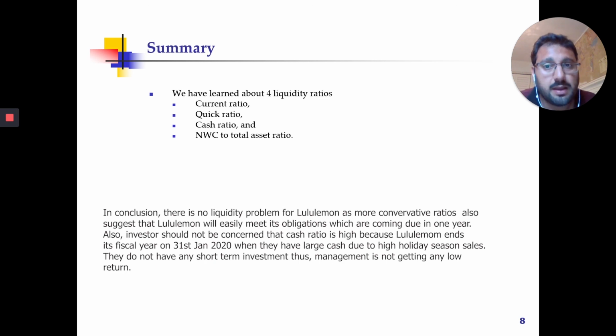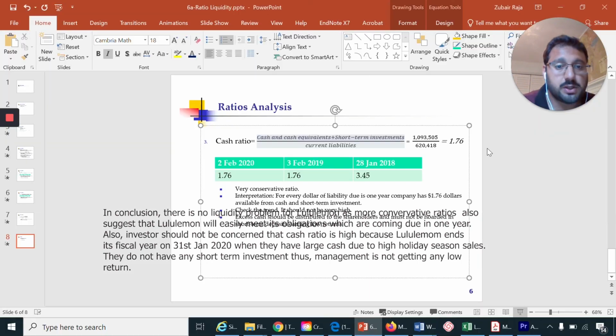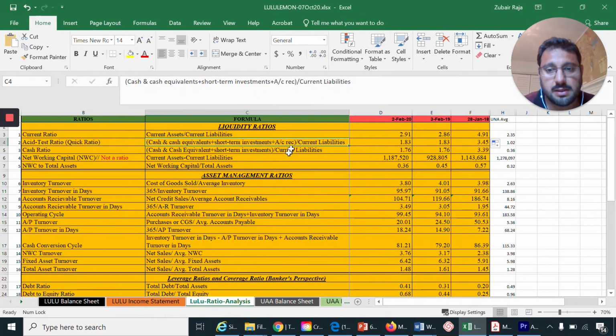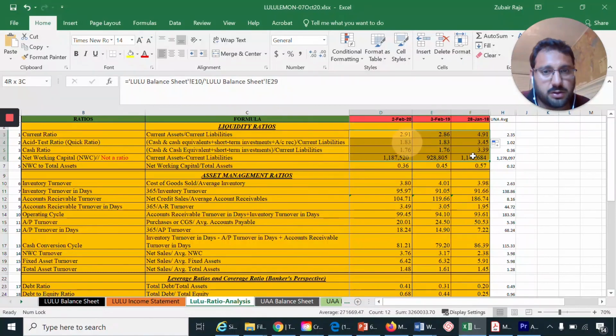So in summary, we have learned about the 4 liquidity ratios: the current ratio, quick ratio, cash ratio, and the net working capital to total asset ratio. I want to show you last my Excel file. This is the ratio analysis page or worksheet of Lululemon, and you can see all these numbers I have calculated over here.